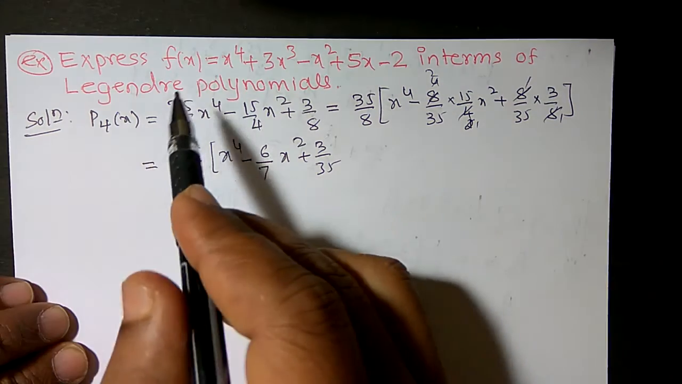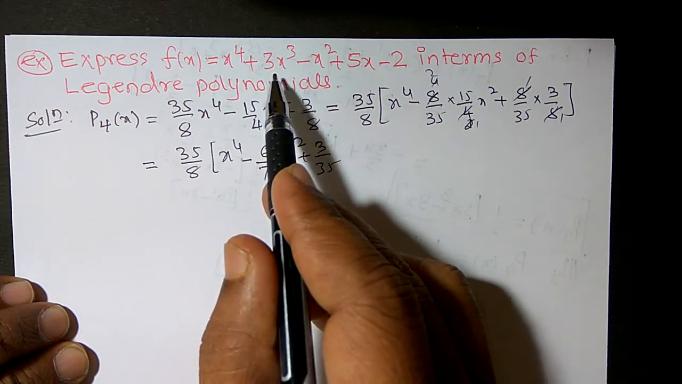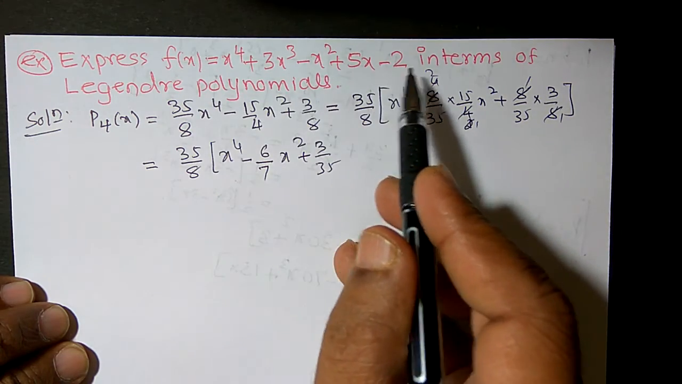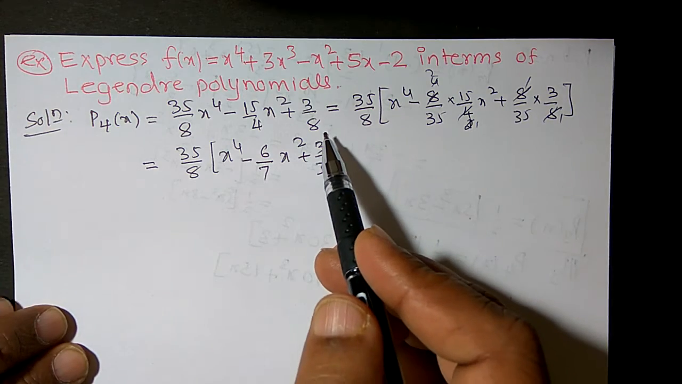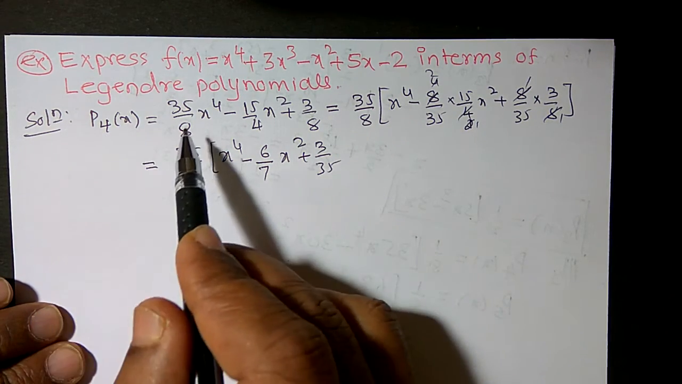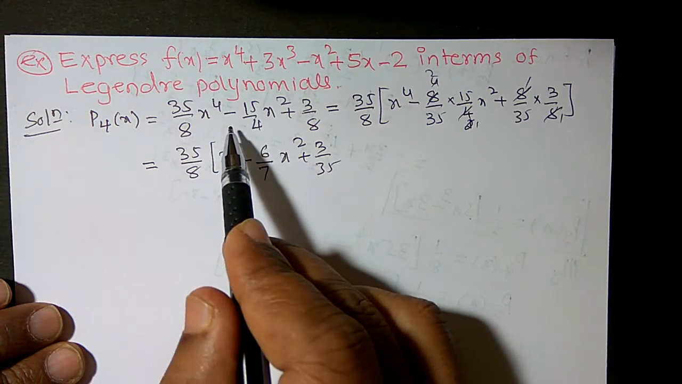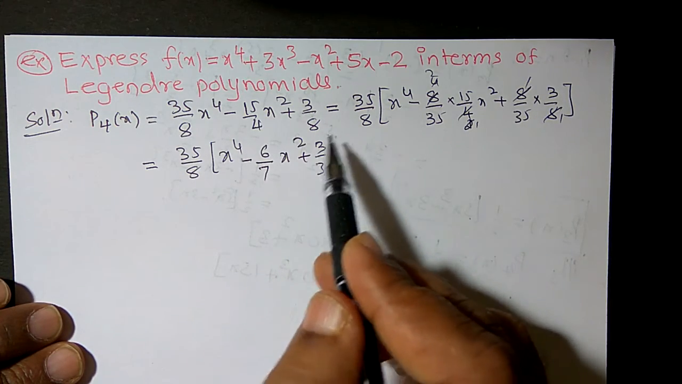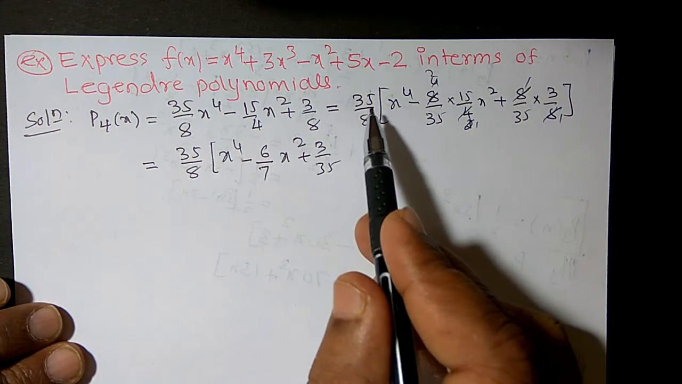Okay, it is given that we have to express f(x) = x^4 + 3x^3 - x^2 + 5x - 2 in terms of Legendre polynomials. In the last video, we obtained P4(x) = 35/8 x^4 - 15/4 x^2 + 3/8, right? So it can be written in this form.